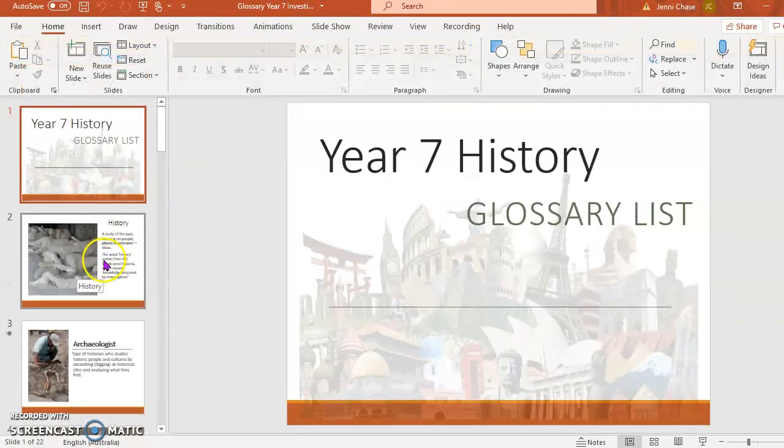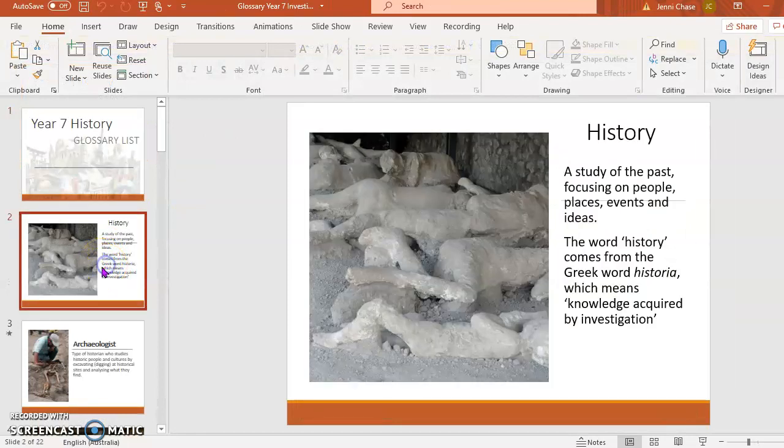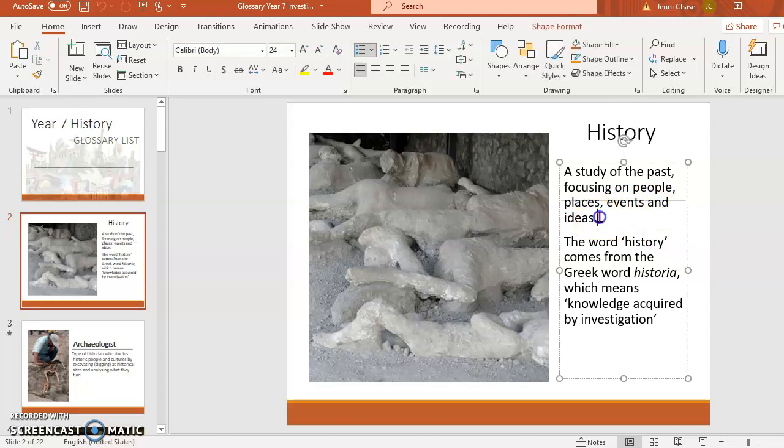So obviously, the most important word, if we're starting off history, is the word history. So history is a study of the past. It focuses on people, on places, on events, and on ideas. So history is really the study of humans. This is the key thing to write down in your glossary. If you want, you can write this as well. The word history comes from the Greek word historia, which means knowledge acquired by investigation. So the literal meaning of history should give you an idea of how we actually do history.